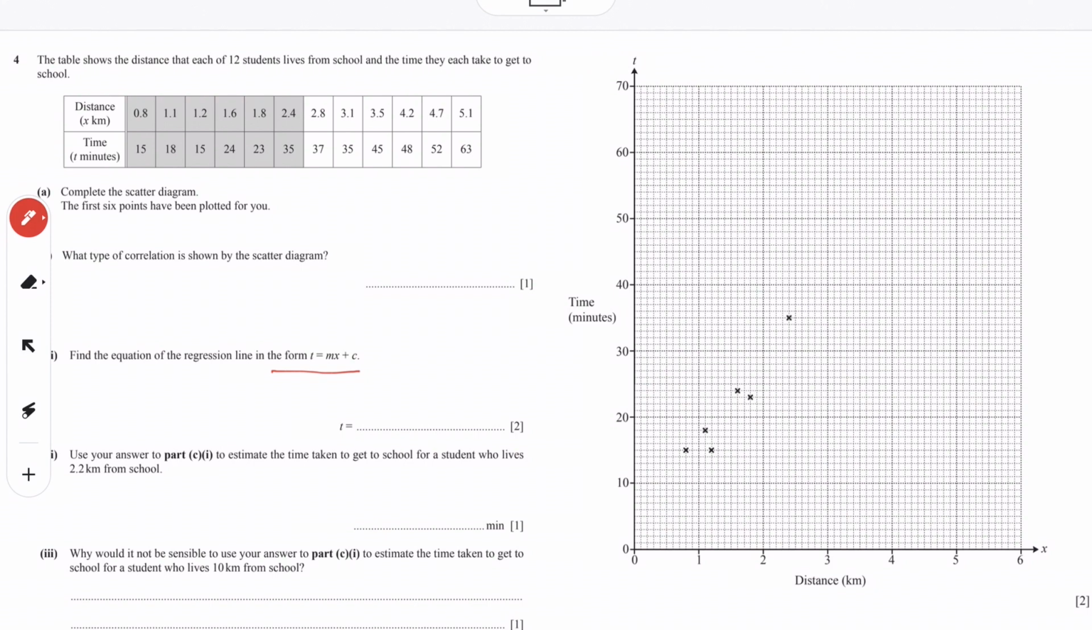So we look at the distance 2.8, so somewhere down here, and then we move up to 37, which is there, so we can measure that to there. I'll whisk through these.